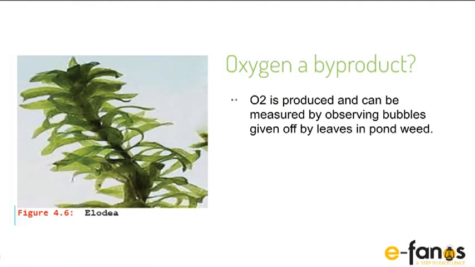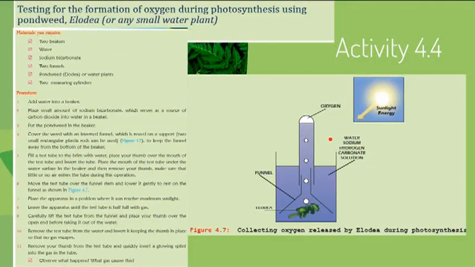Oxygen is the byproduct and can be measured by observing bubbles given off by pondweed. It's another activity where we can look at the bubbles, the oxygen coming out of the plants. And we're doing this with some pondweed, with some sun, and here's the activity that you're going to run through to test that.